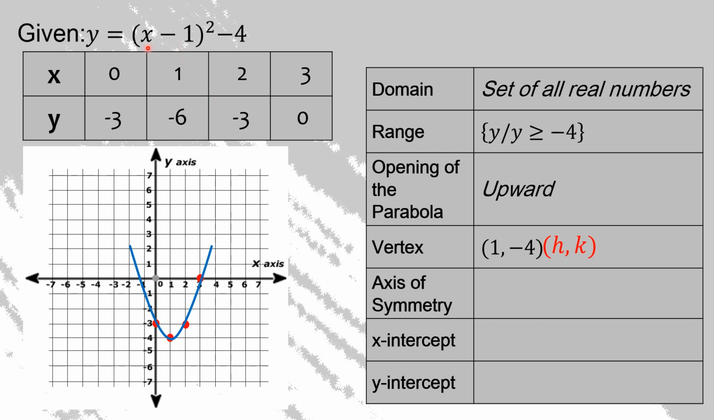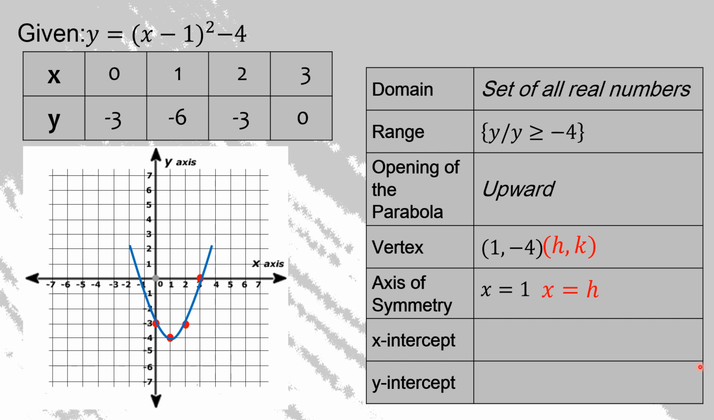Positive 1 pala dahil ang ating vertex form ay x minus positive h. So, the h is positive 1. So, ito yung 1 or h, and then yung k natin ay negative 4. So, tama yung ating graph at tama din yung value ng ating vertex. Next, the axis of symmetry is x equals h. Again, ang nakuha nating value ng h kanina ay positive 1. Therefore, the axis of symmetry is x is equal to 1.